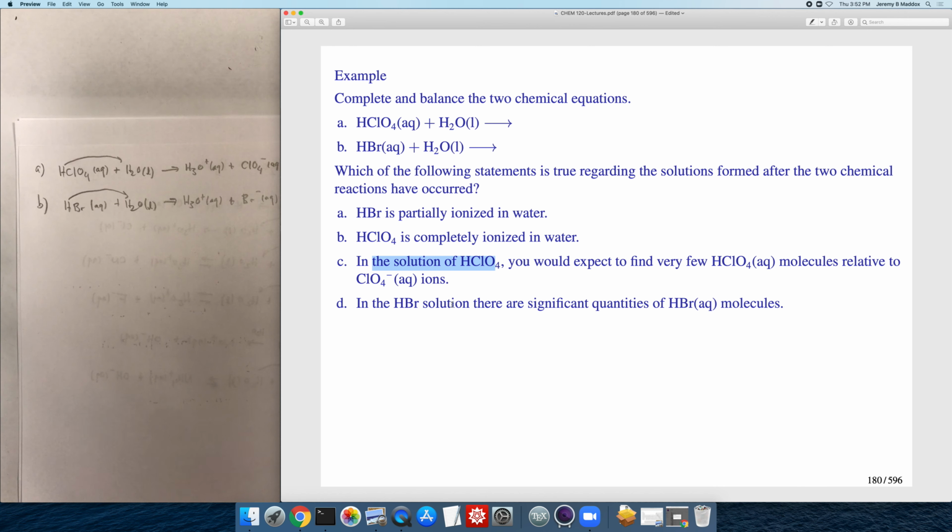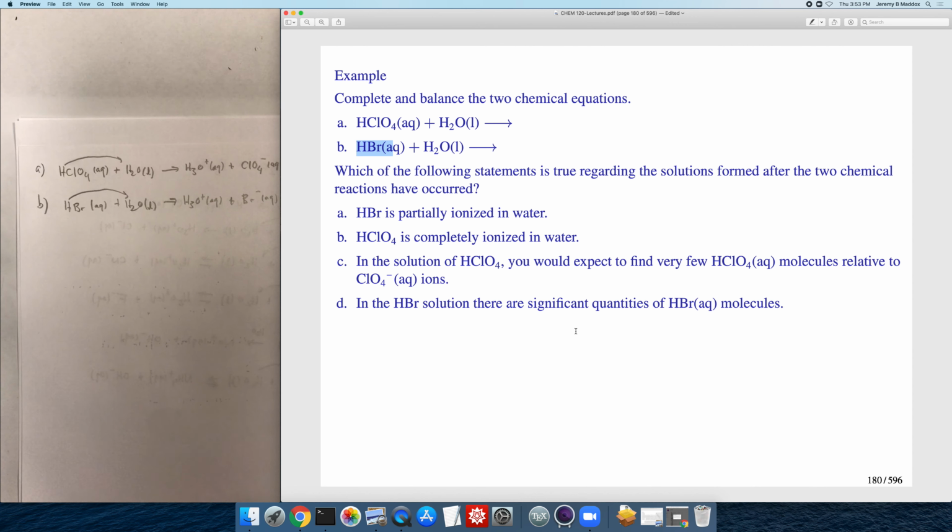In the solution of hydrochloric acid, you expect to find very few hydrochloric acid molecules relative to perchlorate ions. That is true. Because perchloric acid is strong, most of the perchloric acid is going to be in this ionized form. In HBr solution, there are significant quantities of hydrobromic acid in its molecular form. That is false. Hydrobromic acid is a strong acid. It completely dissociates, so there's going to be very little molecular HBr dissolved in solution.